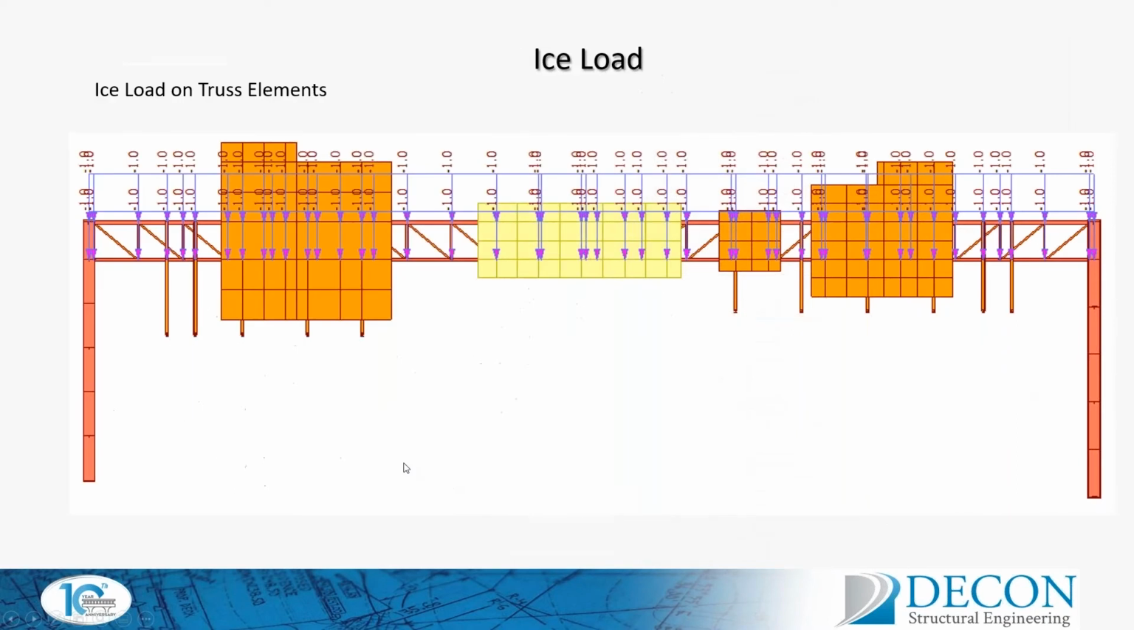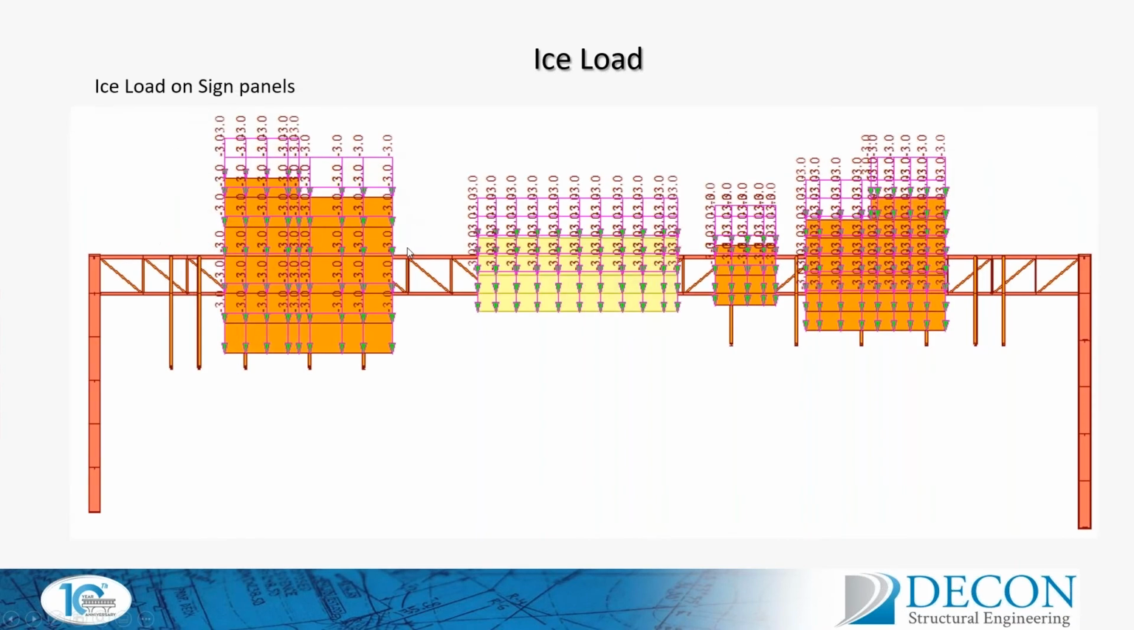So this picture shows ice load on the truss element. We have applied 1 pound per foot of uniform load on all 4 chords of the truss, and also ice load on the sign panel, which we have applied as 3 pounds per square foot on all the exposed area of the sign panel in the global Z direction.